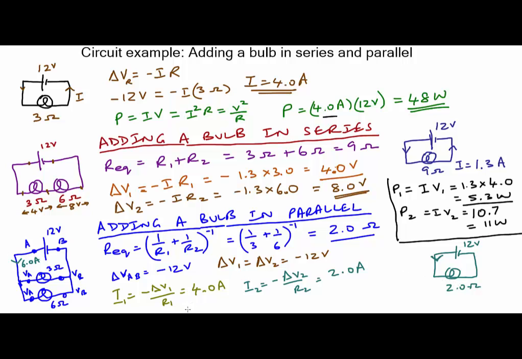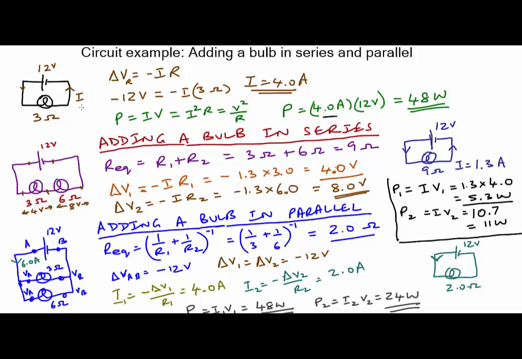Okay, as a last step, let's do the power. P1 is I1 times V1, which is 4 amps times 12 volts, which is 48 watts. And P2 is I2 times V2, which is 2 amps times 12 volts, that is 24 watts. Okay, let's recap this. So when I added the 6 ohm bulb in parallel, how did the life of the 3 ohm bulb change from when it was by itself?